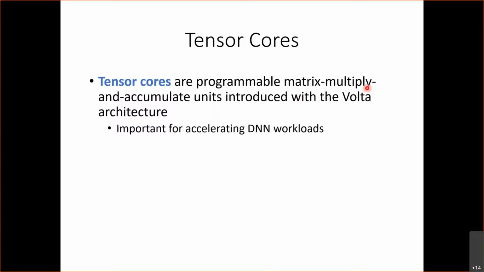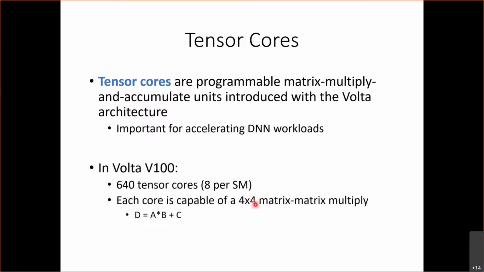So in the Volta V100 architecture, we have 640 tensor cores. Since we have 80 SMs, there's actually 8 tensor cores per SM. And each one of these 8 tensor cores is capable of doing a 4x4 matrix multiply. So it can do a D equals A times B plus C operation. Here, D, A, B, C are all 4x4 matrices. Any questions about this?